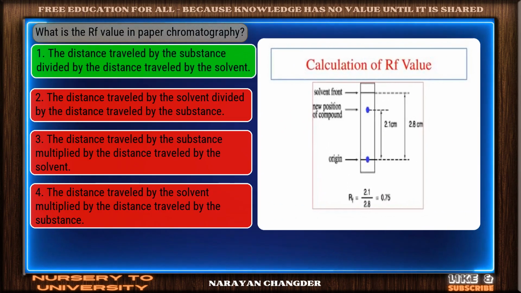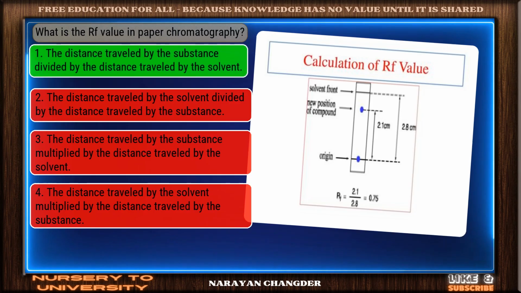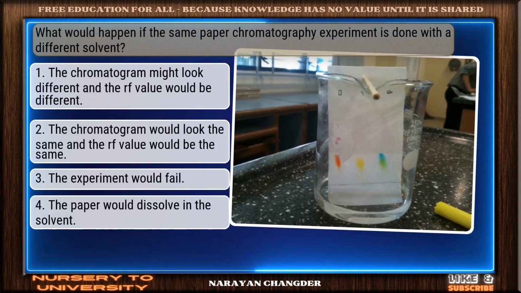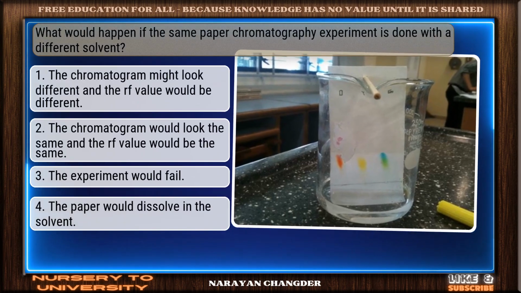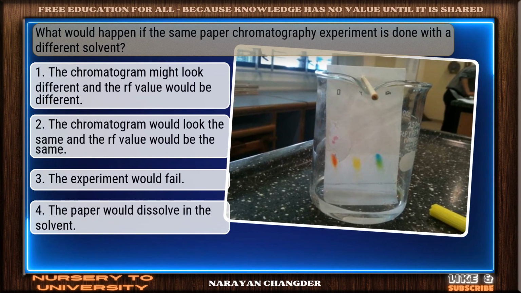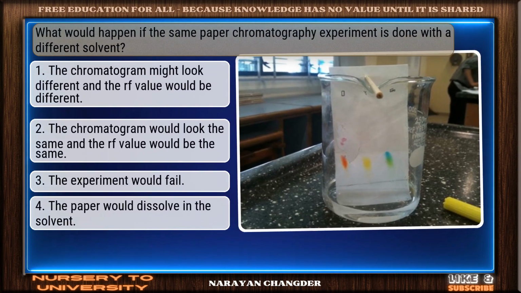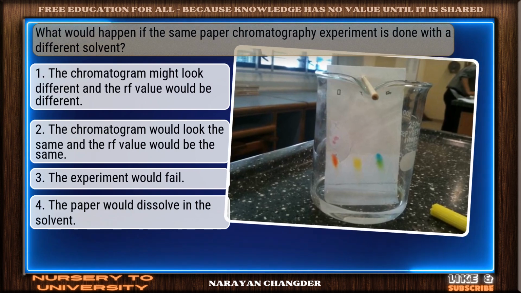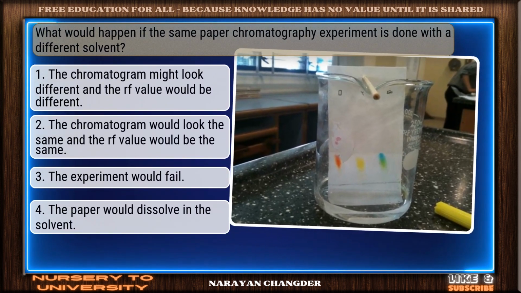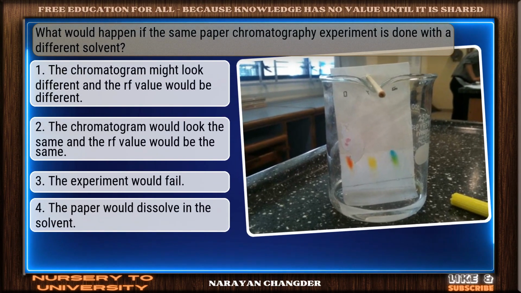Nailed it! The distance traveled by the substance divided by the distance traveled by the solvent. What would happen if the same paper chromatography experiment is done with a different solvent? Option 1, the chromatogram might look different, and the RF value would be different. Option 2, the chromatogram would look the same and the RF value would be the same. Option 3, the experiment would fail. Option 4, the paper would dissolve into solvent.